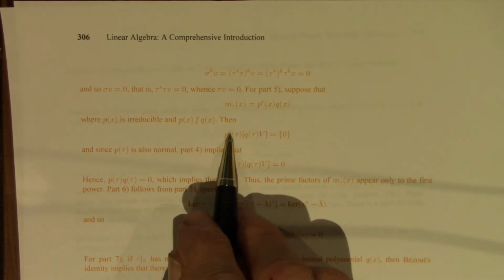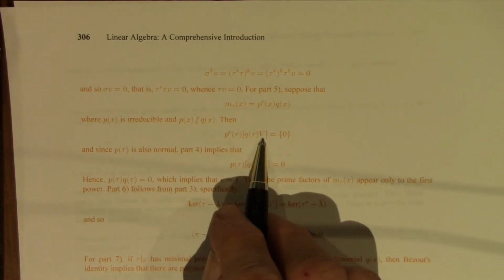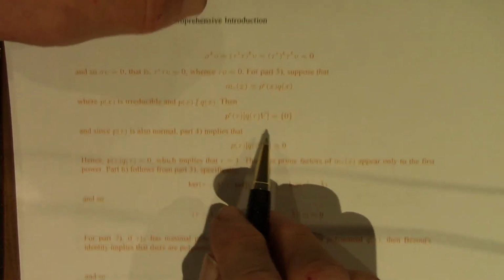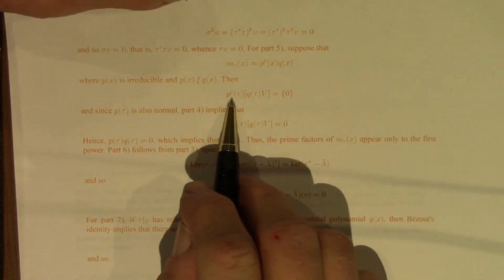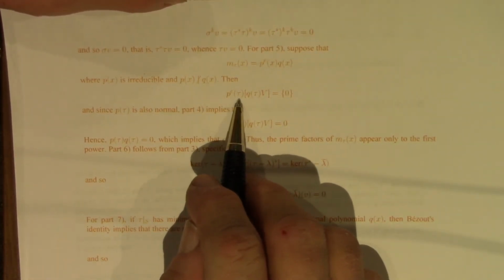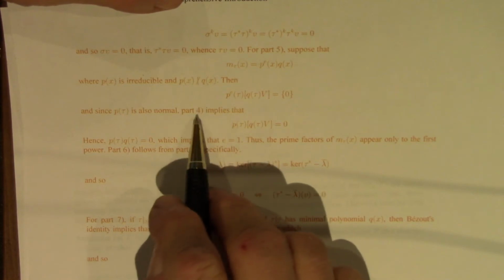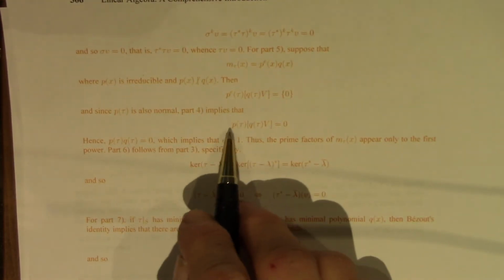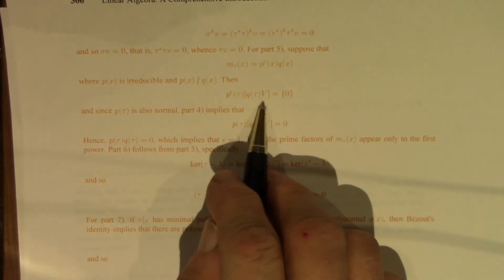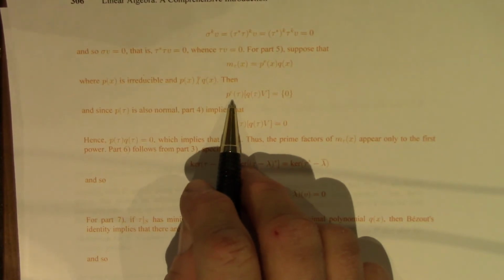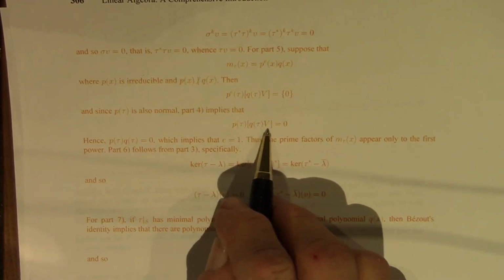Then, of course, p of tau to the e, q of tau annihilates all of V. It's the minimal polynomial for tau. Now, however, p of tau is normal. That comes from part 1 of the theorem. And so part 4 says that if a power of a normal operator annihilates some vectors, the operator itself annihilates the vectors. So p of tau annihilates q of tau v.